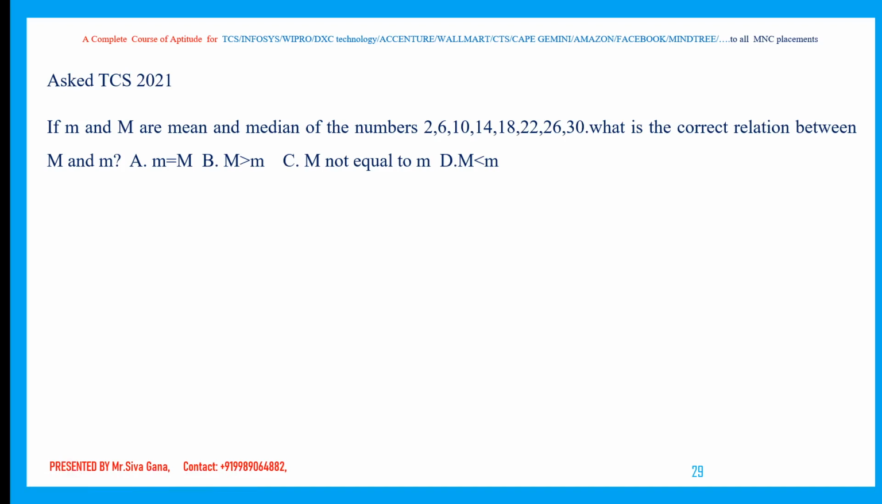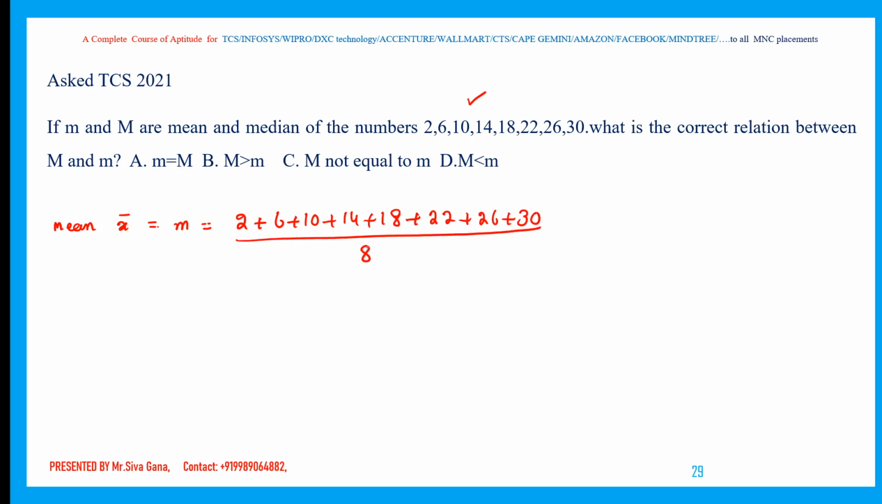Right, this is a previously asked question and also an important question. If m and M are the mean and median of the numbers 2, 6, 10, 14, 18, 22, 26, 30, what is the correct relation between m and M? First of all, small m is the mean. Mean general representation is X bar. Mean is simply average. So the mean is the sum of all these numbers, 2 + 6 + 10 + 14 + 18 + 22 + 26 + 30, whole divided by the number of terms, which are 8. This sum is nothing but 128, 128 by 8, which is nothing but 16. This is the mean value.